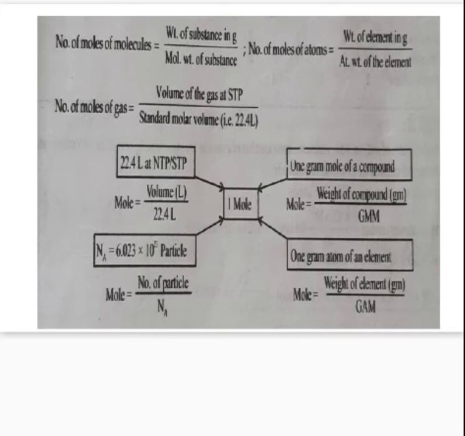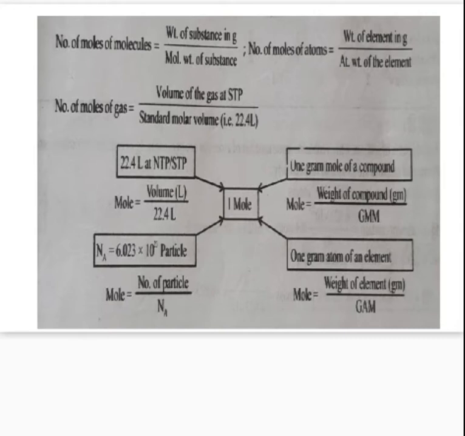Okay. Then with reference to Avogadro's number, what is 1 mole? 1 mole is equivalent to Avogadro's number of particles. So if you want to find the number of moles, you can find it by this particular formula: number of particles divided by Avogadro's number. Then the third concept is with reference to the molecular mass, the gram molecular mass.